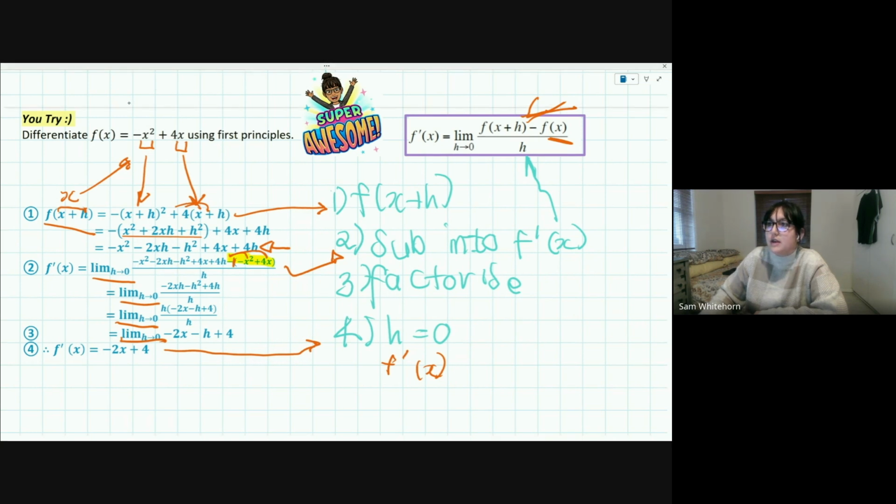So if we have a look here, let's get a different color going here. So if we have a look here, when we distribute in the negative, it becomes positive x squared, so that cancels with the negative x squared. When we distribute in the negative, it becomes negative 4x, so that cancels with the positive 4x. Those two terms of f of x should cancel.